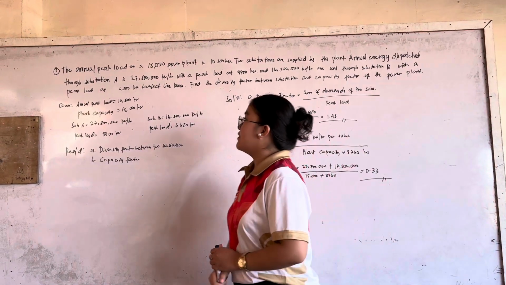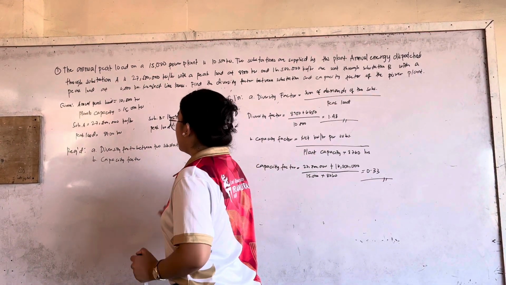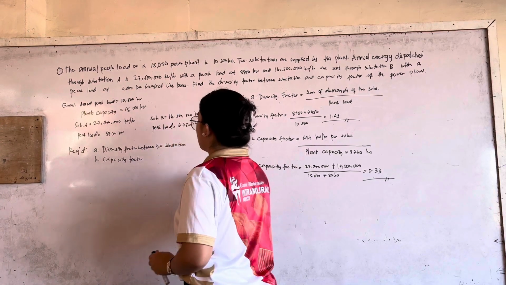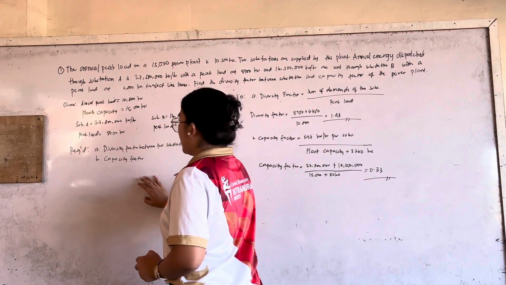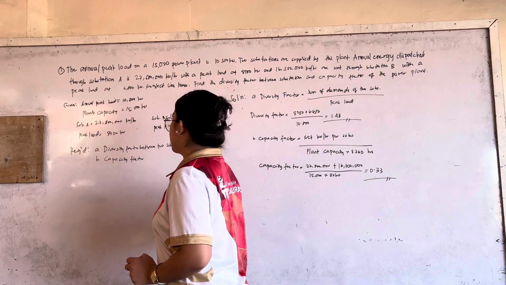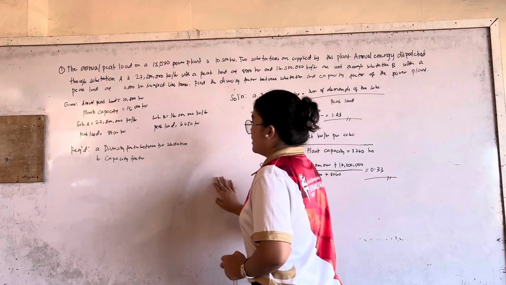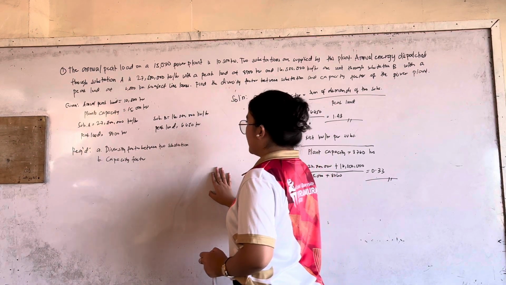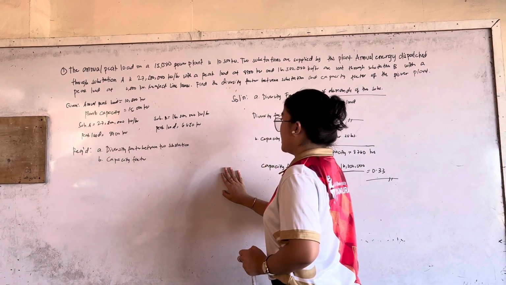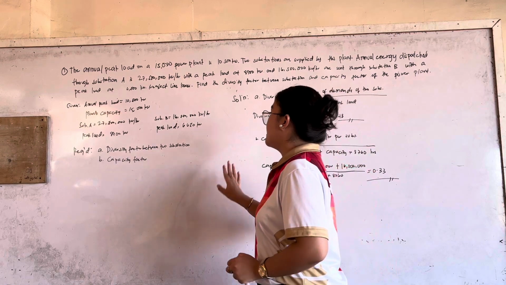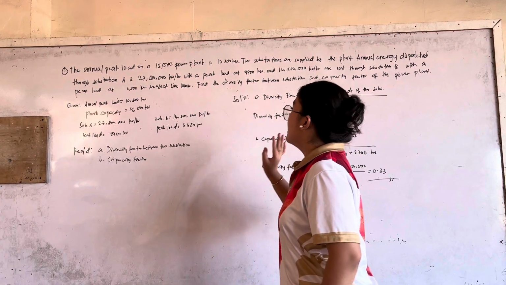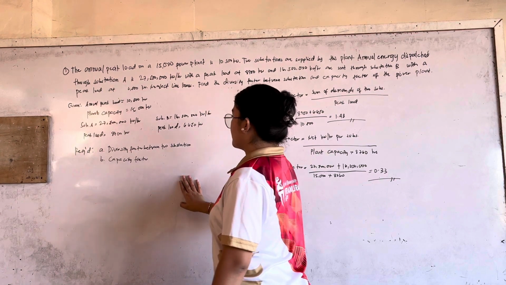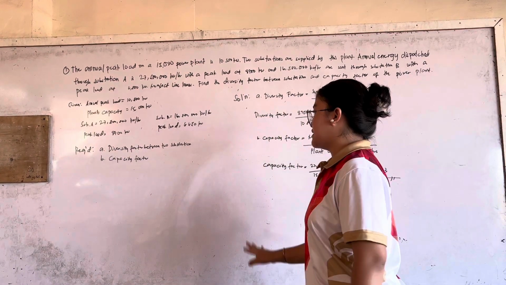So we have given the annual peak load, which is 10,500 kilowatts, and the plant capacity, which is 15,000 kilowatts. Substation A is 27,500,000 kilowatt-hours with a peak load of 8,900 kilowatts, and substation B is 16,500,000 kilowatt-hours with a peak load of 6,650 kilowatts. And we're going to solve for the diversity factor between the two substations and the capacity factor.